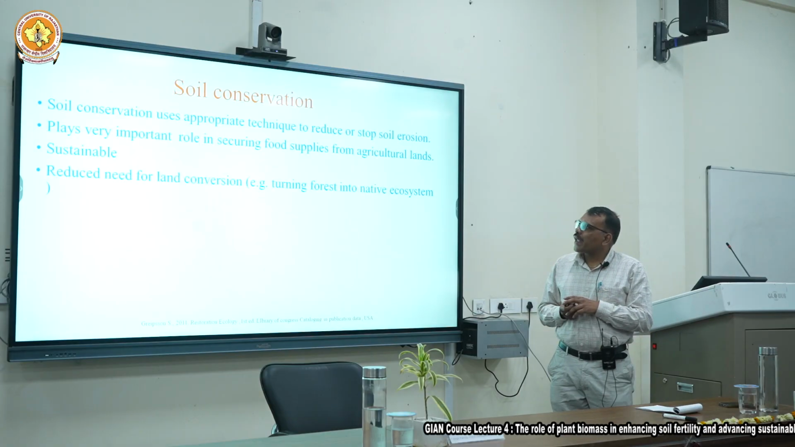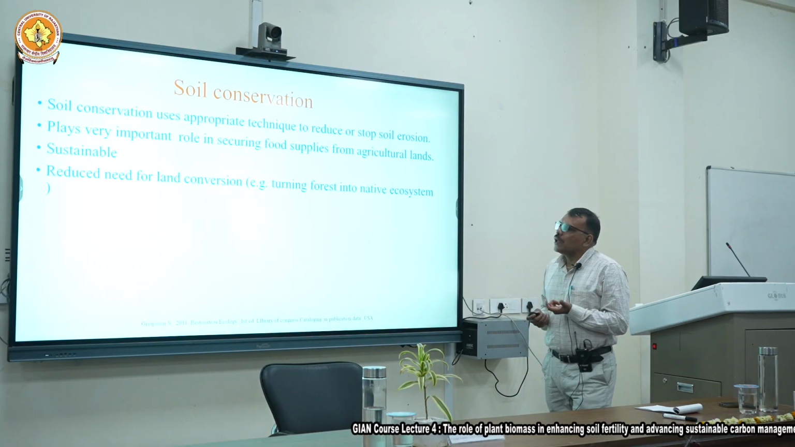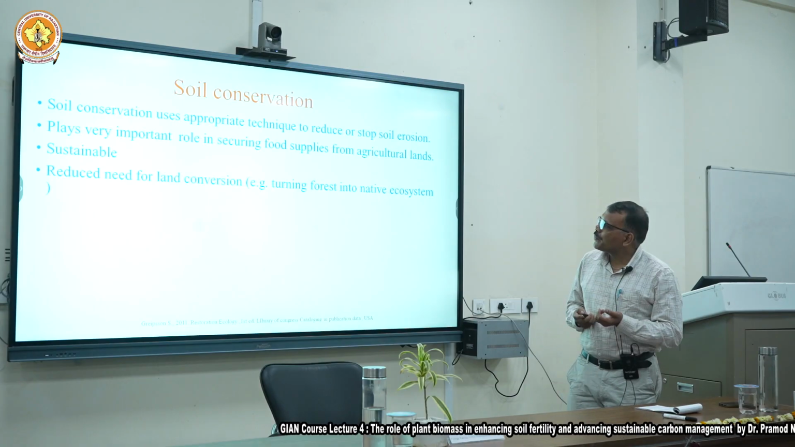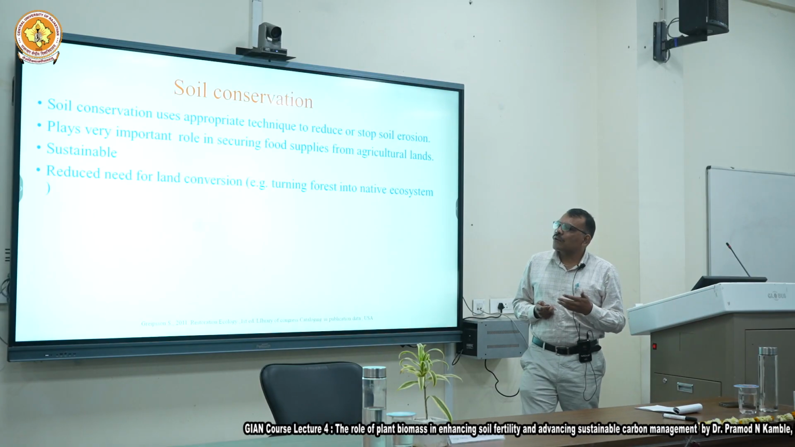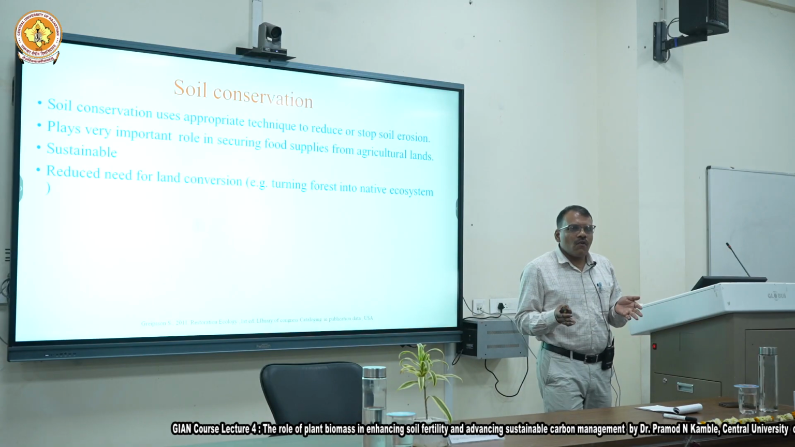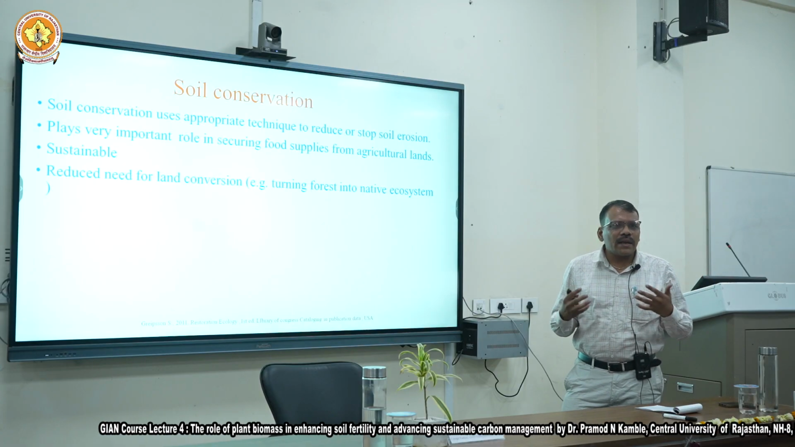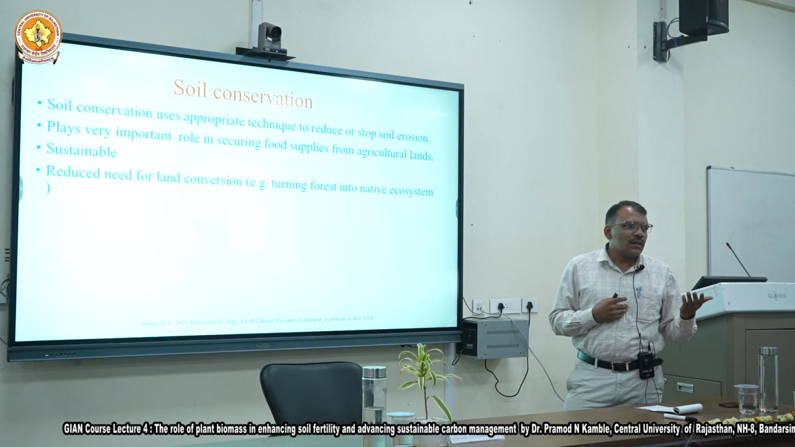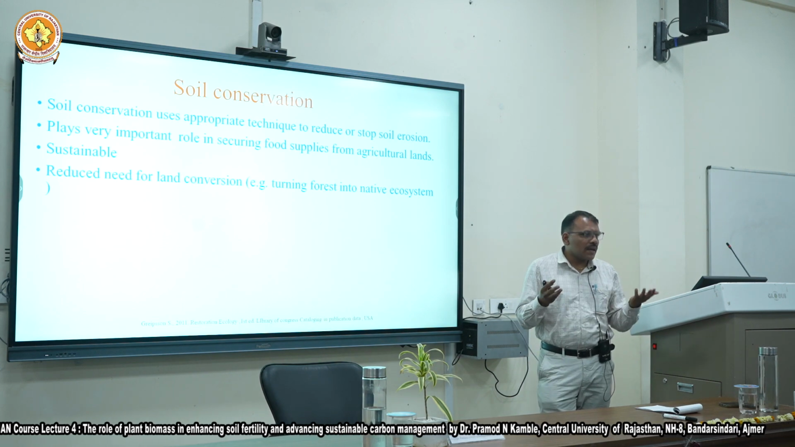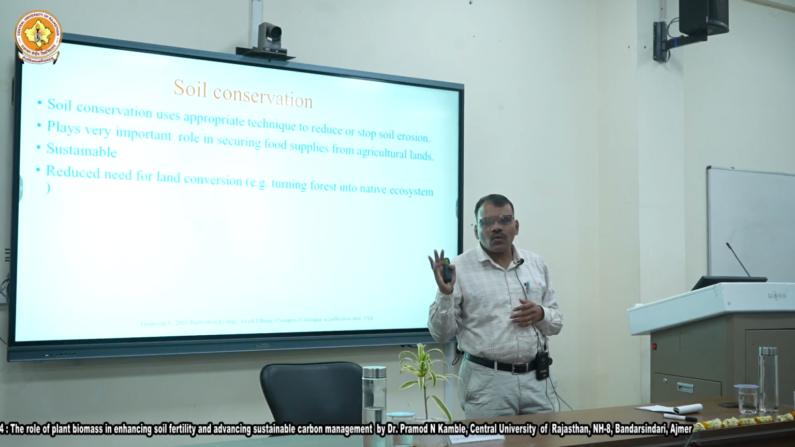Then soil conservation mechanisms. We have to reduce soil erosion and we have to use appropriate techniques in order to reduce it. And it plays a very important role in securing the food supply. So everything is for what? Food. If you are feeling hungry and I am telling you something new, it will not be possible for you to grasp it because you are hungry. So food is ultimate and the main source of food is the soil process.